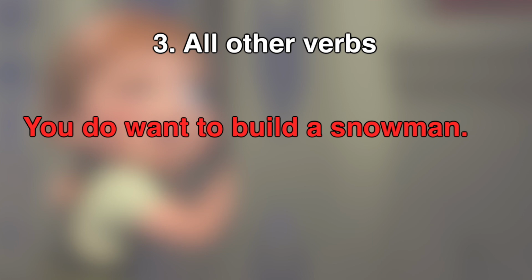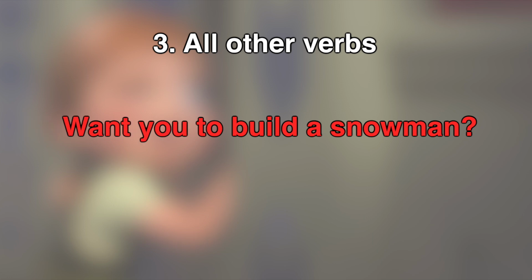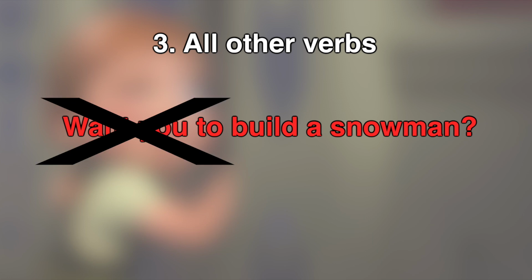That means in order to make this a question, we have to move the do to the front of the sentence, and we get, do you want to build a snowman? I want to point out that you have to include the word do here. It is not correct if you say, want you build a snowman? That sounds really weird to an English speaker.